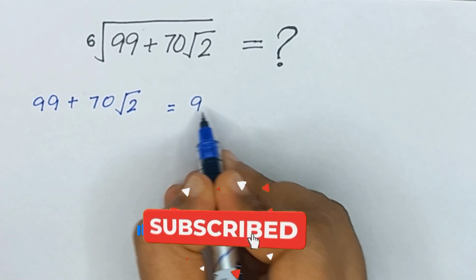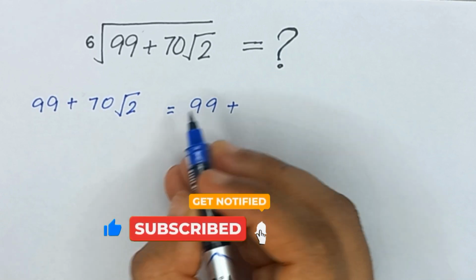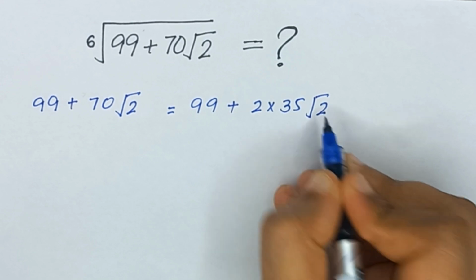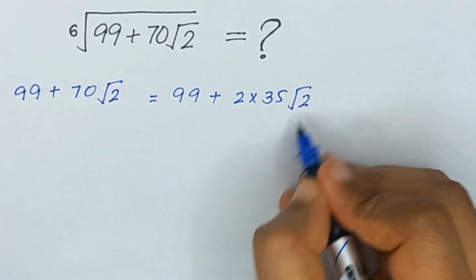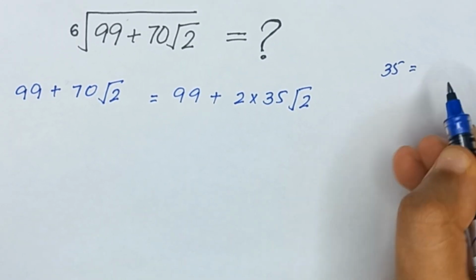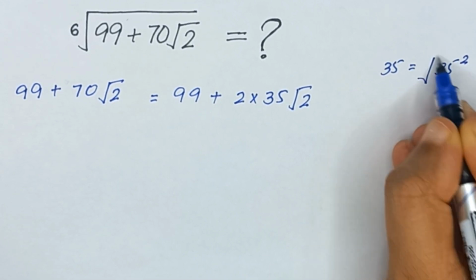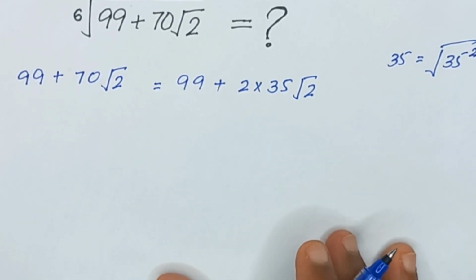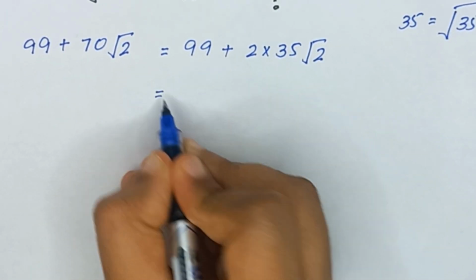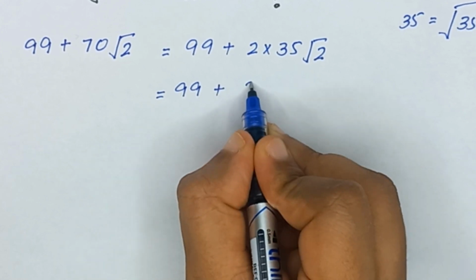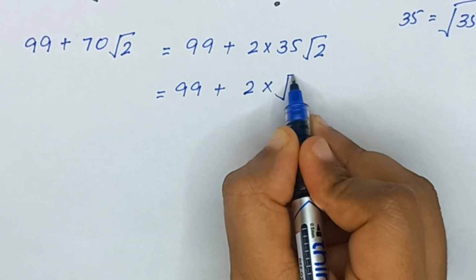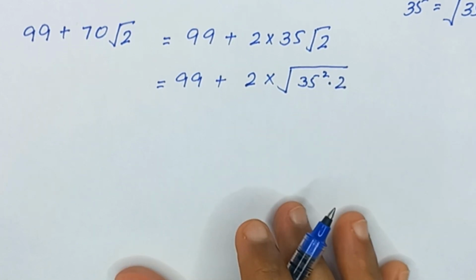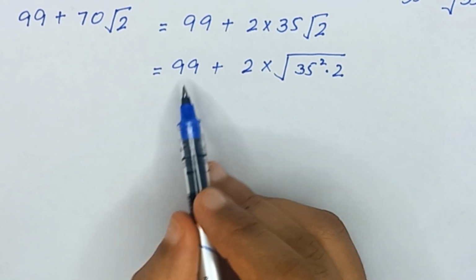So it will be equal to 99 plus, we can write 70 as 2 times 35 and square root of 2, and we know that 35 can be written as square root of 35 square, because the square and square root will cancel out and it will again become 35. So we will write it as 2 times square root of 35 square times 2. Okay, so here we have 99.